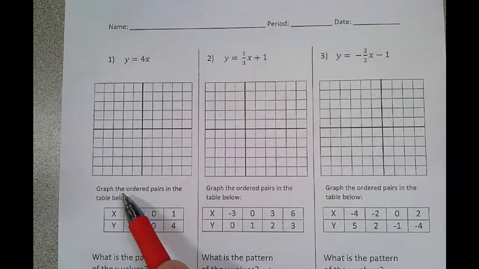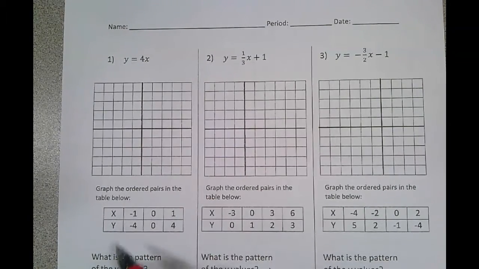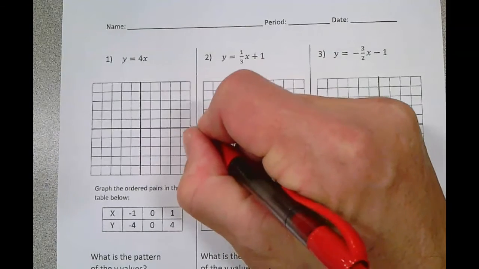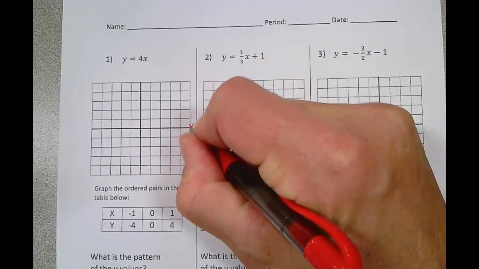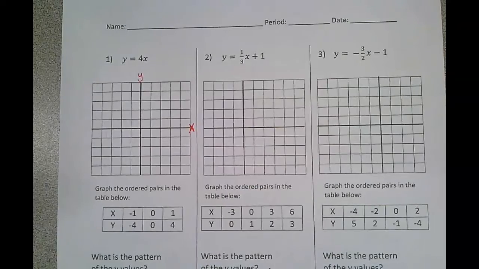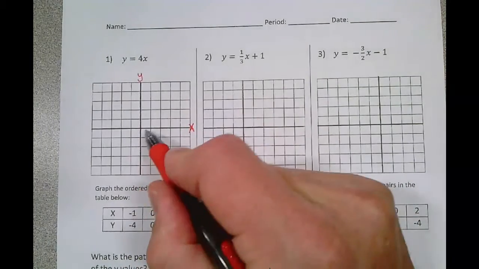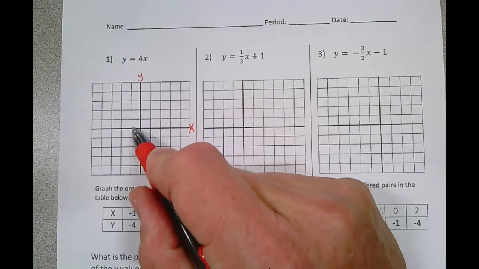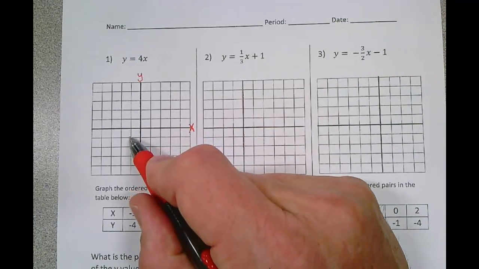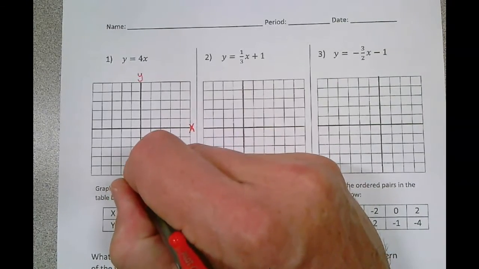It says graph the ordered pairs in the table below. Let's graph these up here. So the x goes first. You're going to use these as notes. I'd like you to keep them in your math notebooks. Here's my x and my y-axis. Let's remember that the x comes first: -1, -4. So it goes like this. -1 going to the left, -4 going down. 1, 2, 3, 4.